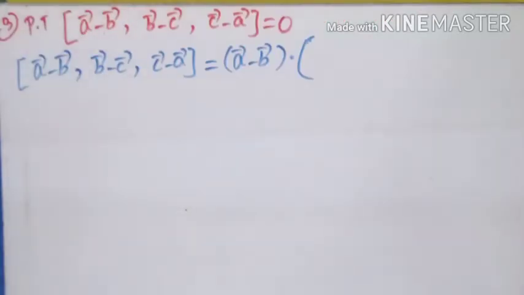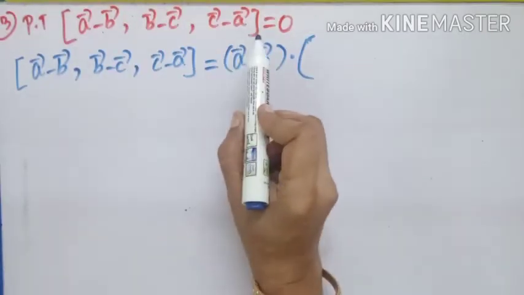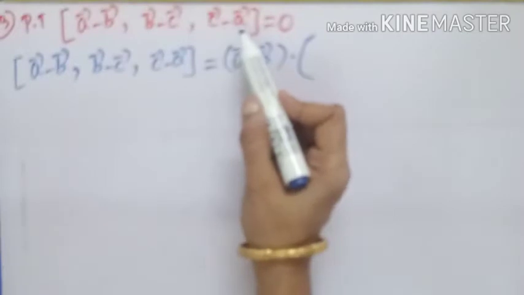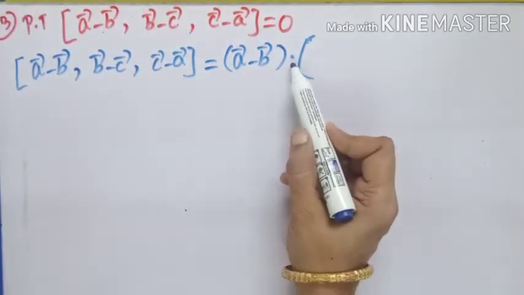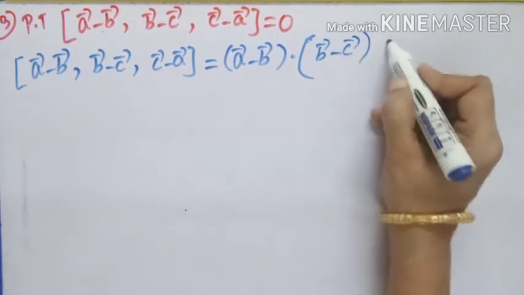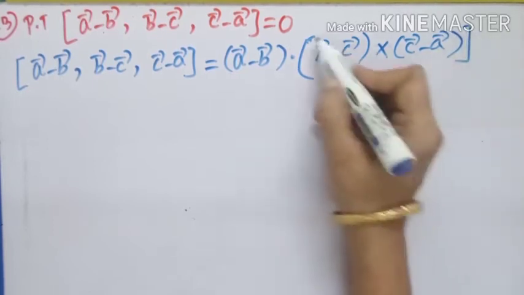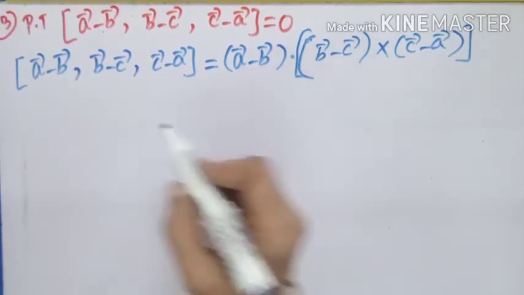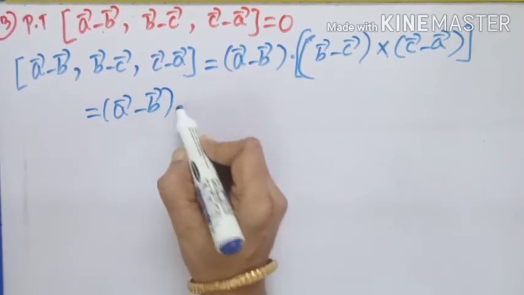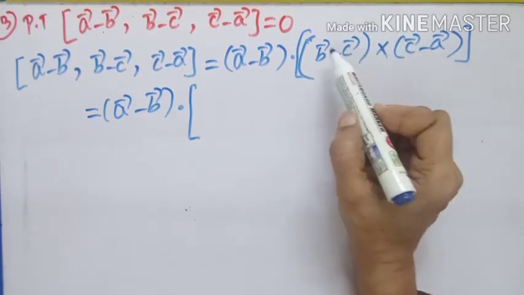Question number 3. Prove that A minus B, B minus C, C minus A, the box product is 0. What do we mean by box product? One place I put dot and one place I put cross. So B minus C cross C minus A. Find this and then dot with A minus B. Keep A minus B as it is and dot. Find out this answer. It's ordinary multiplication.